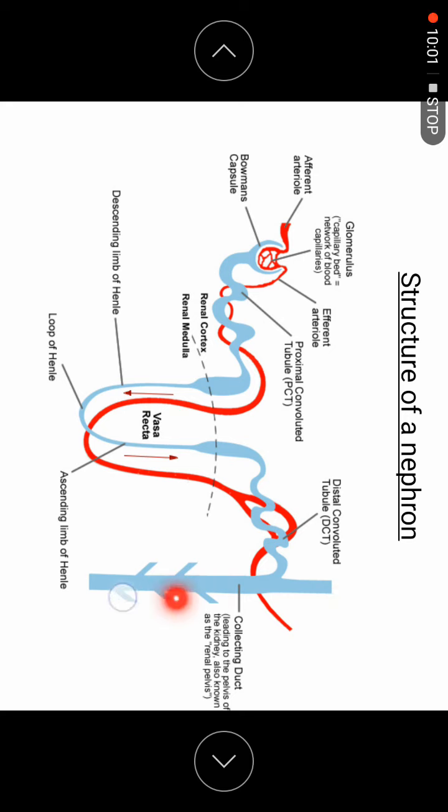Remember, the one in the tube is the one that is being removed. If I do not want it, then it will remain inside the renal tube, the blue one. If it remains inside the tube, it will be removed as urine. If it goes back to the blood vessel, it means it returns to the body, whatever that you need.